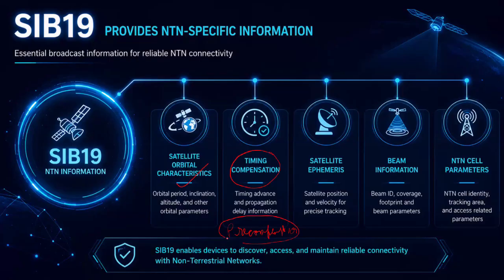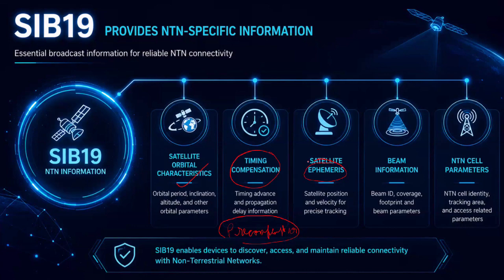After that, a new word is introduced in NTN. I heard this term for the first time, but if you have heard this term before, that's good. That is satellite ephemeris. What is satellite ephemeris? This is very important information in the case of satellites because it contains precise information about the satellite's current and predicted position, velocity, trajectory, etc. The UE uses this information to correctly calculate various parameters like propagation delay, Doppler shift, and also beam selection.